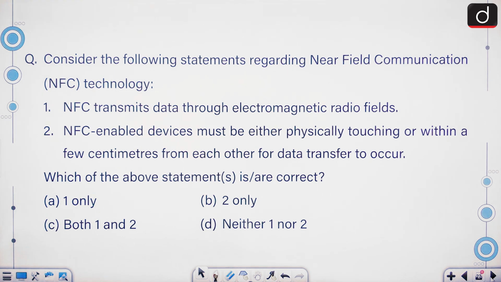Consider the following statements regarding near field communication technology. NFC transmits data through electromagnetic radio fields. NFC enabled devices must be either physically touching or a few centimeters away from each other for data transfer to occur. As we have to select the correct answer, both are correct. C is the correct answer.